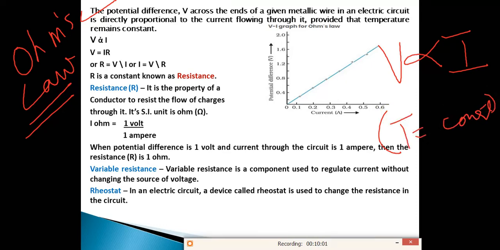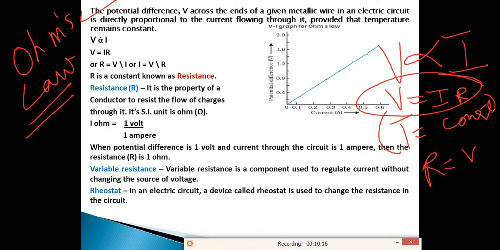If you remove the proportionality sign, one constant will come, and over there the constant is R. So your mathematical form of Ohm's law will be V is equal to IR. You can see over there, right? And R is equal to V by I. And this R is known as resistance.